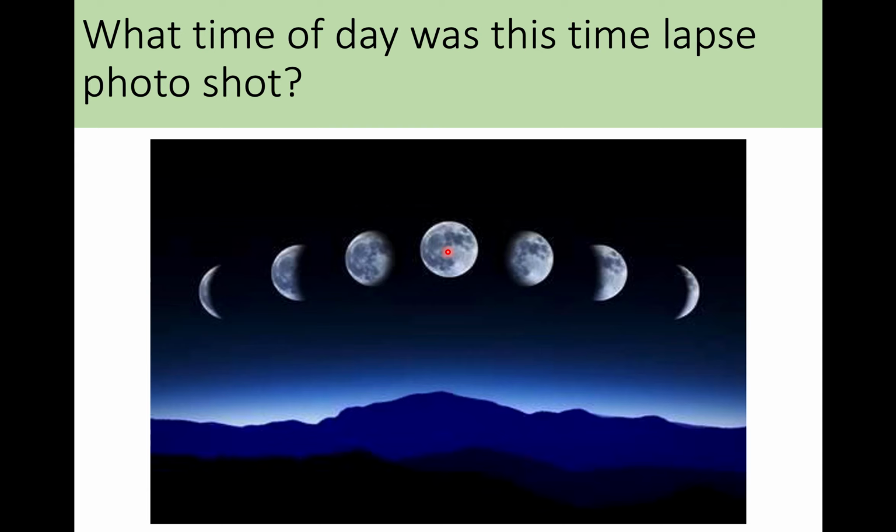When would the full moon be highest in the sky? We know that the full moon rises at sunset and sets at sunrise. So it's going to be the very middle of the night. So let's say it's midnight. The very middle of the night is when this photo would have been taken, or when these multiple photos would have been taken and then combined into this one really cool image.